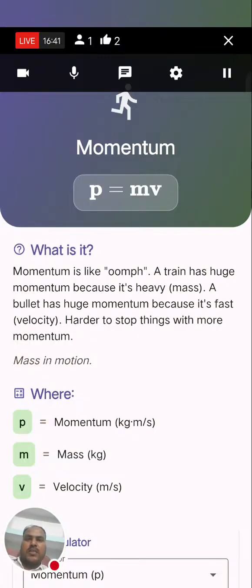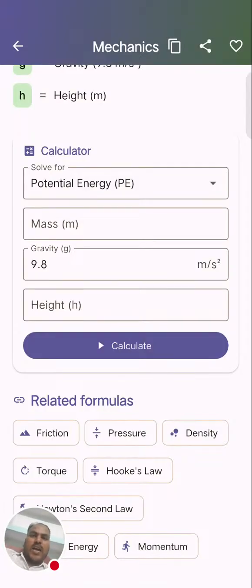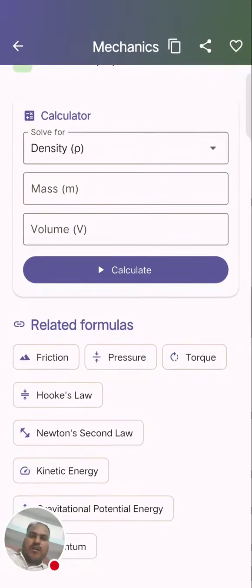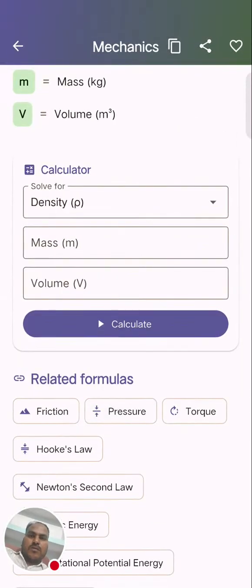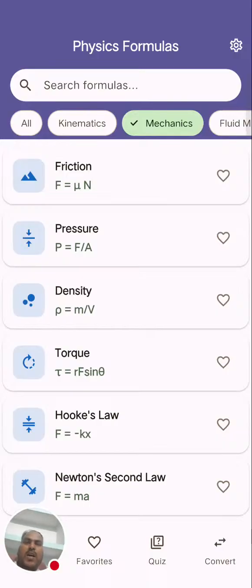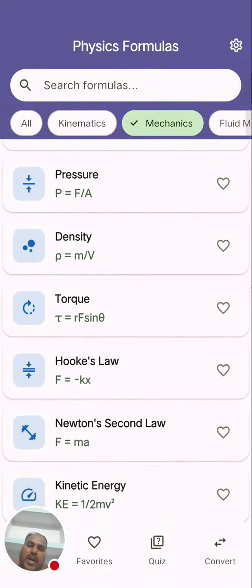Yes or not, children? So today in this live session we have discussed about mechanics. First we discussed friction. What is the friction formula? F equal to mu n. And what is the pressure formula? P equal to F upon A.